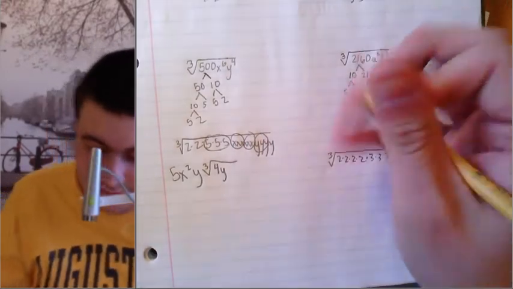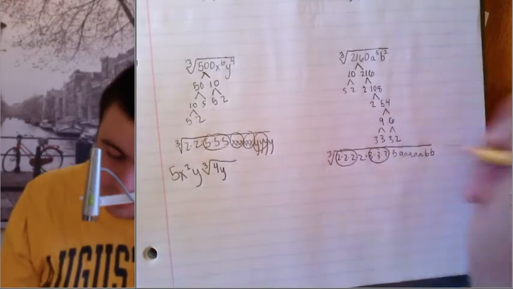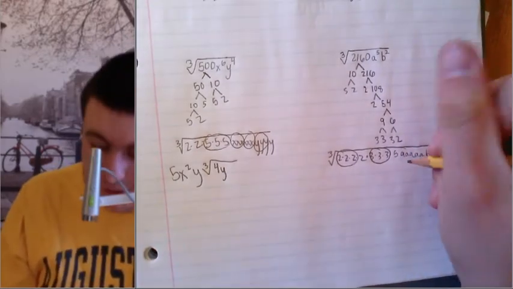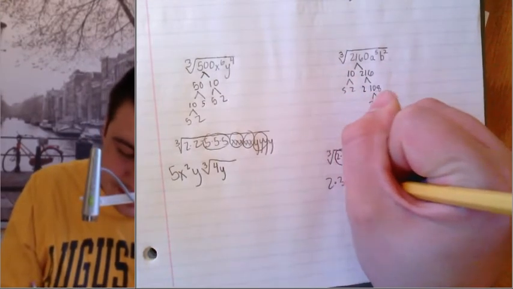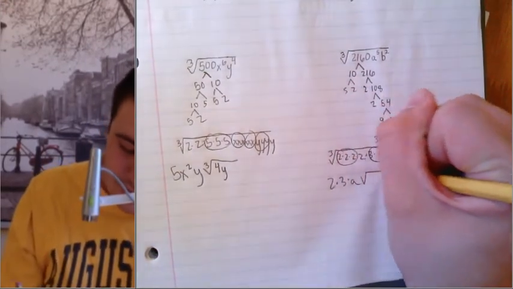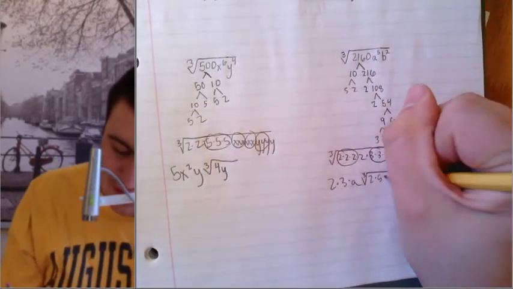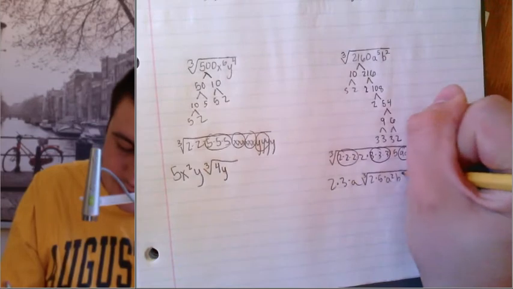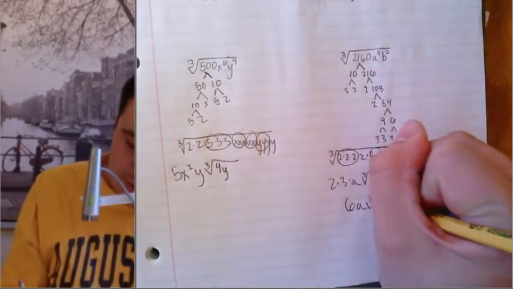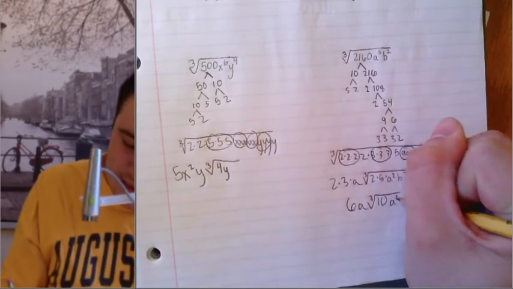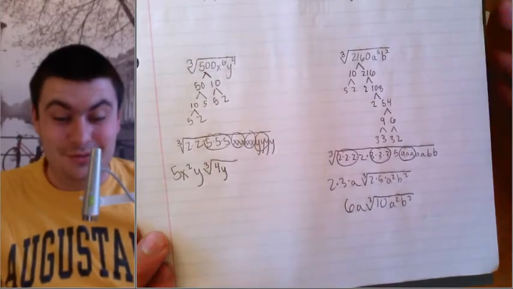Again, cube root, we're looking for groups of 3: a group of 2's, a group of 3's, and a group of a's. So we'll have 2 times 3 times a times the cube root of what's left, 2 times 5 times 2 a's, so a squared b squared. So 6a times the cube root of 10 a squared b squared. And there we have simplifying cube roots.